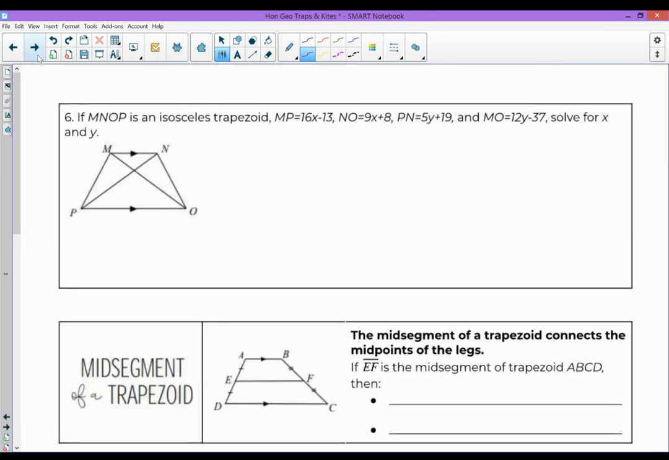One more, when we have side lengths this time. So let's label them. We know that we have an isosceles trapezoid. So let's label what we have.